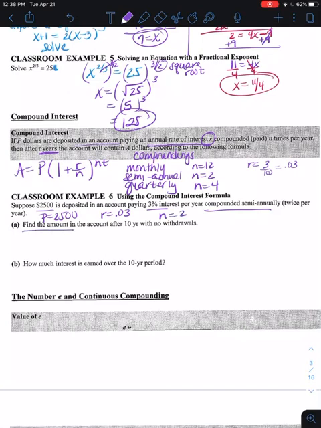It says find the amount in the account. That's going to be your A value, the accumulated amount, after 10 years with no withdrawals. So in this case, T equals 10. And you put this all into the formula. Remember, the formula is A equals P times (1 plus r over n) to the nt. My P value is 2,500. 1 plus r is 0.03 over n, which is 2. And then my exponent is 2 times t. T is 10, so this is times 10. I'm going to put that right into my calculator, and it'll give me my final answer.